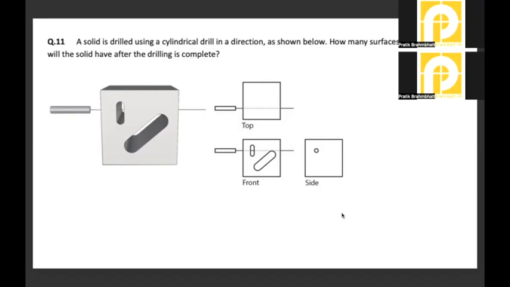All right. So first things first, this is a cube. So a cube definitely will have 6 surfaces. In addition to the 6 surfaces, we also need to count the surfaces that are created by the drilling, so plus 2. Okay, we are there now. So how is the drilling done? Let's take the front view as a reference.